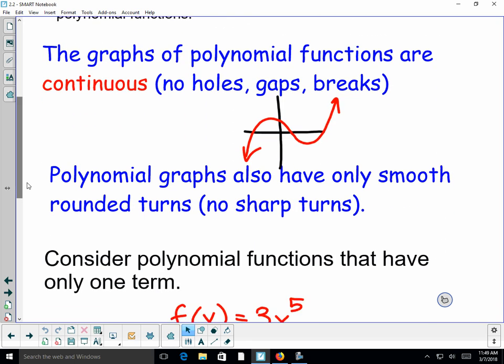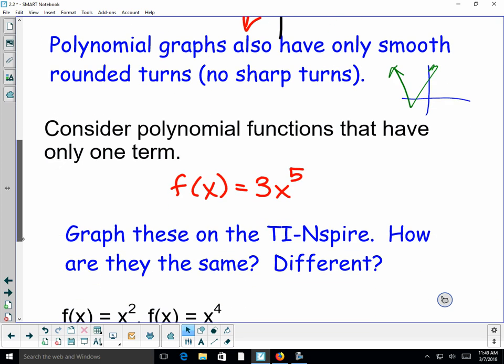All right, so the graphs of polynomial functions are continuous. That means no holes, gaps, or breaks. Polynomial functions are these nice rounded functions. They have only smooth rounded turns, no sharp turns like in an absolute value function, where we've got sharp, pointy things. You don't want that. Polynomial functions will only be nice and rounded on their turns.